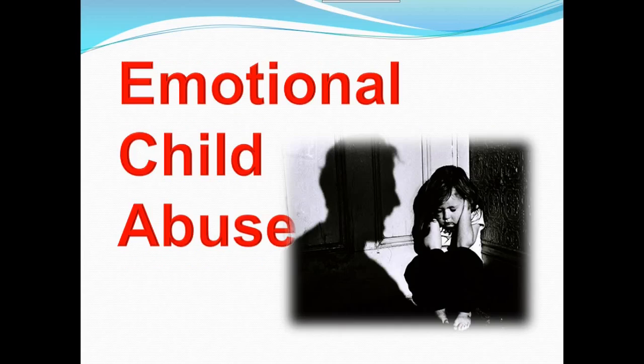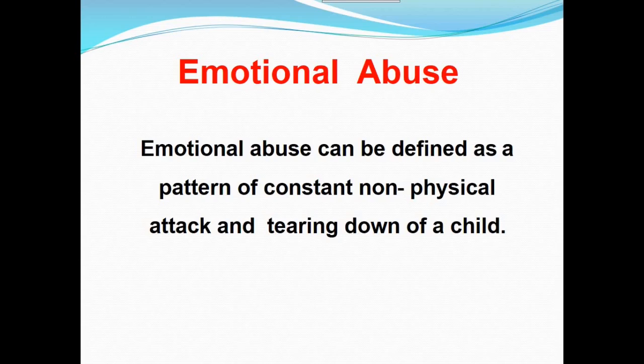So now on to emotional child abuse. So this can be defined as a pattern of constant, non-physical attack and tearing down of a child emotionally. It happens when adults caring for the child may judge or threaten or put down or reject the child, withholding love, so the child may feel bad about themselves or may feel worthless. So it's more verbal or symbolic acts by the child's parent or caregiver that result or have reasonable potential to result in significant psychological harm to the child.